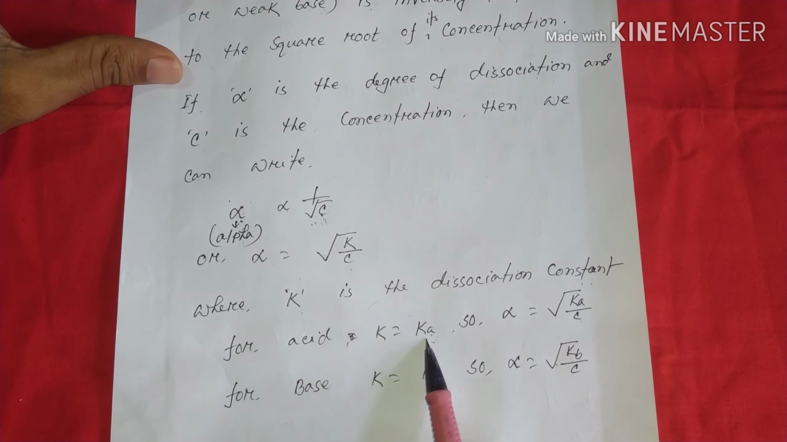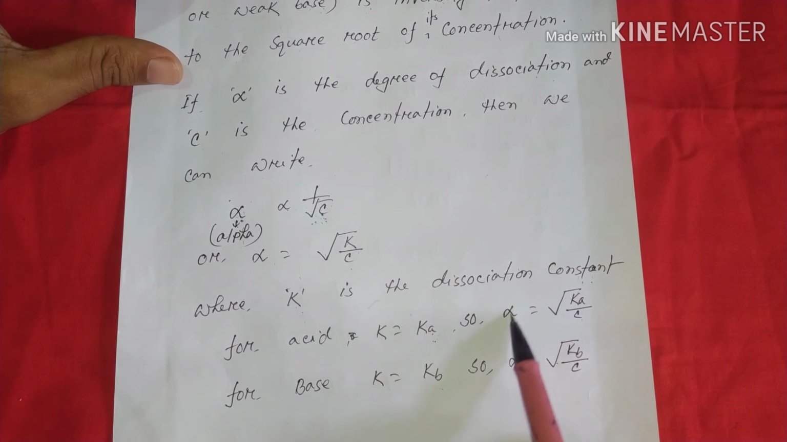For acid, K is equal to Ka, the dissociation constant of acid, and for base, K is equal to Kb, where Kb is the dissociation constant of base. This equation is for weak acid and this equation is for weak base.